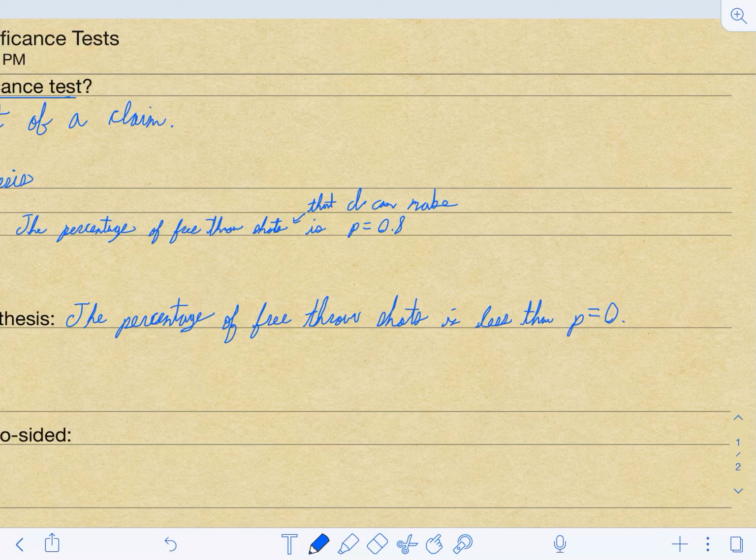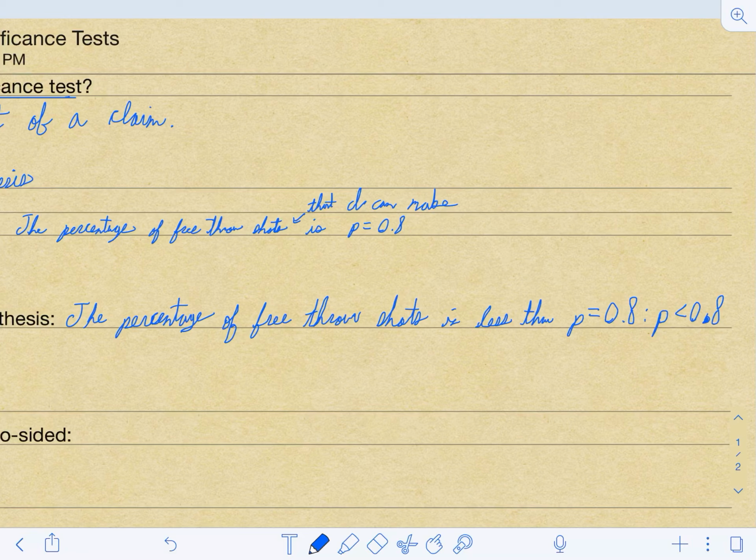P equals 0.8. Maybe it's 0.7, maybe it's 0.6. But odds are, you would say it's less than. But you could also say, you know what, this guy is the best free throw shooter in the world. Maybe his percentage is greater than P equals 0.8. So oftentimes we would write it like this. Because we're saying the free throw shot is less than that, we would say P is less than 0.8. That's our alternative.